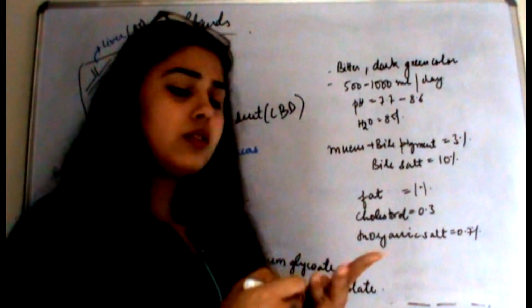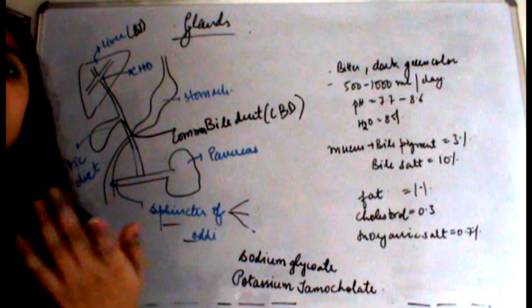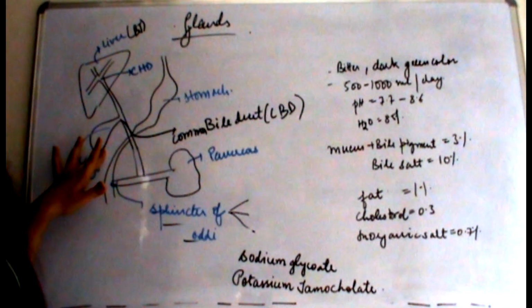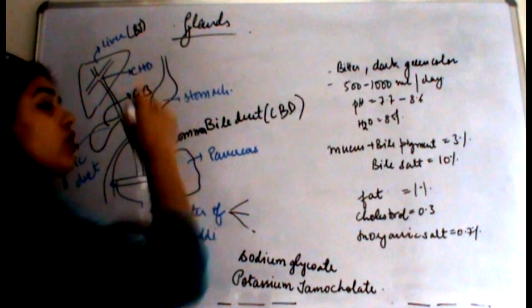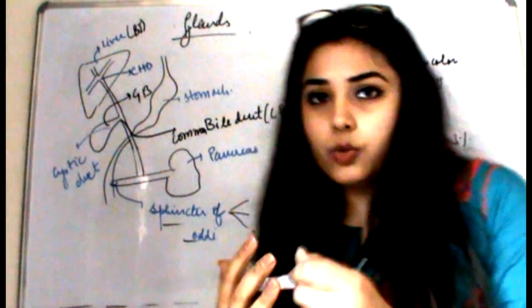After this, the process is over. Now if there is an excess of bile juice, where will it go? The bile juice will be going to the gall bladder. This is the gall bladder for the storage. Now what happens during the storage?